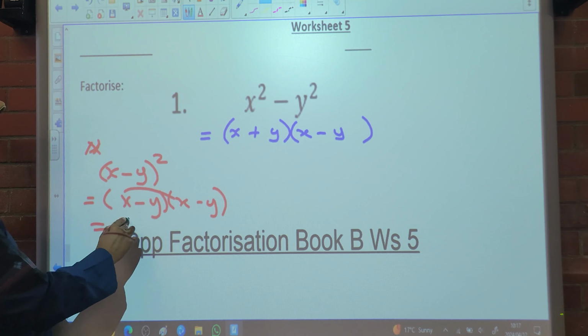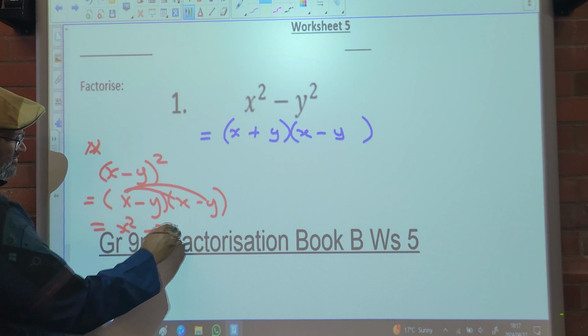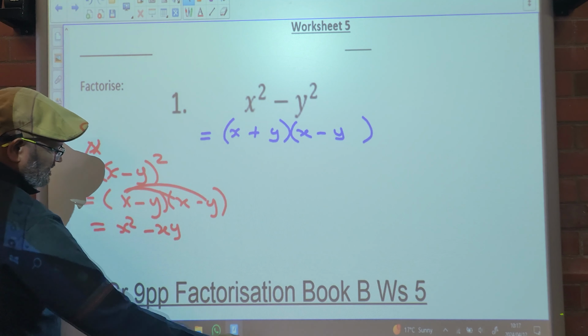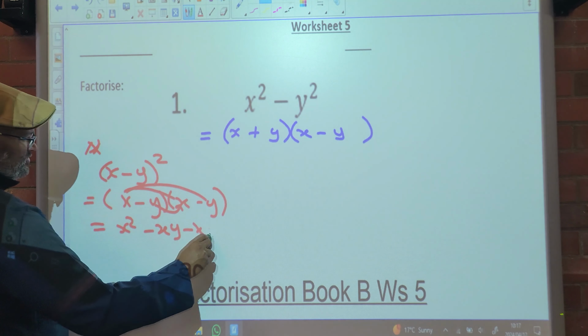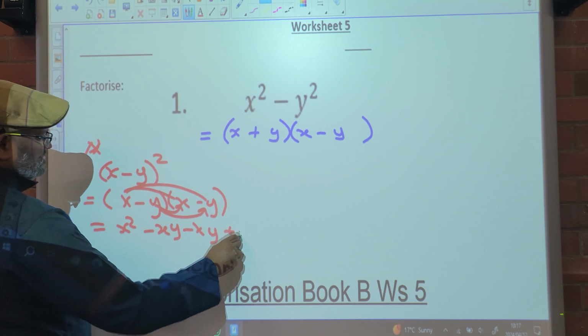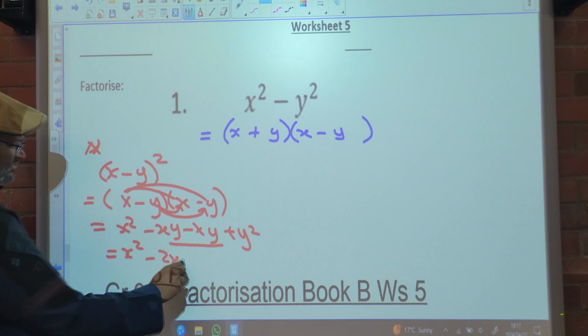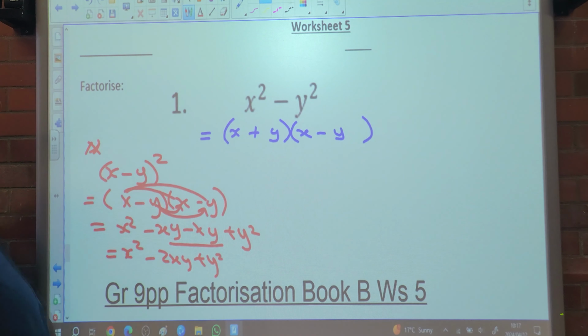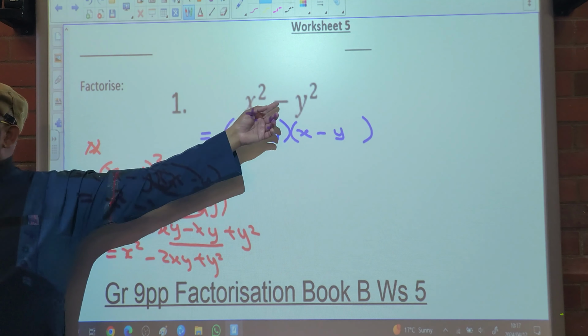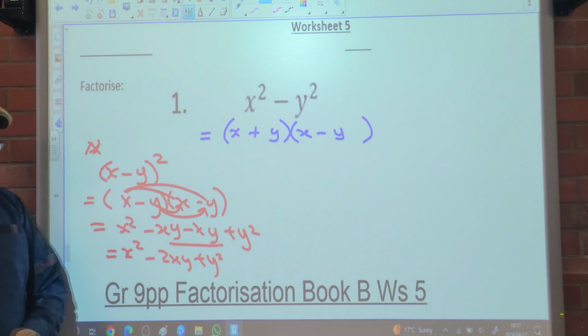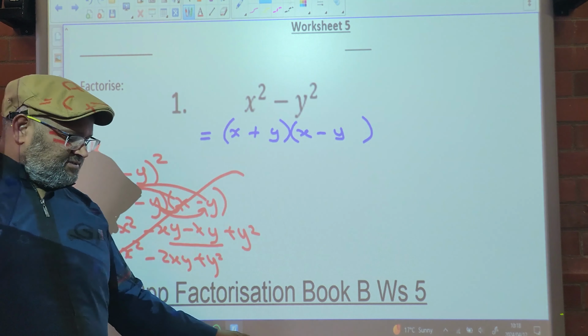x times x is x squared, x times minus y is minus xy. Minus y times x is minus xy. Minus y times minus y is plus y squared. Those are like terms, so it's x squared minus 2xy plus y squared. Is that the same? Can I write it like this? No. That is incorrect.